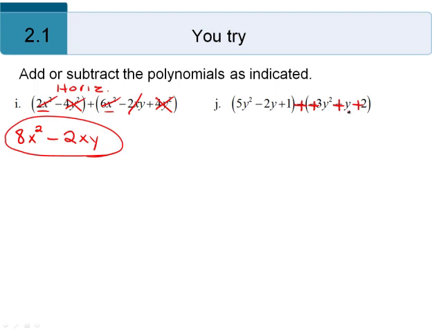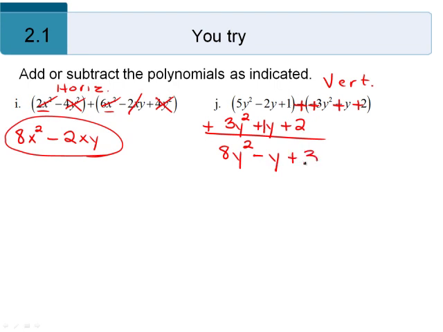Now, this one is nice for the vertical format. So I'm going to take the second polynomial, put it up underneath the first one. So I have 3y squared plus y plus 2. So those all come underneath there. And they line up nice and neat. So 5y squared and 3y squared is 8y squared. And negative 2y plus, remember that's a 1, plus 1y would give me negative 1y, or just negative y, remember the simplest form. And then 1 plus 2 is a positive 3.